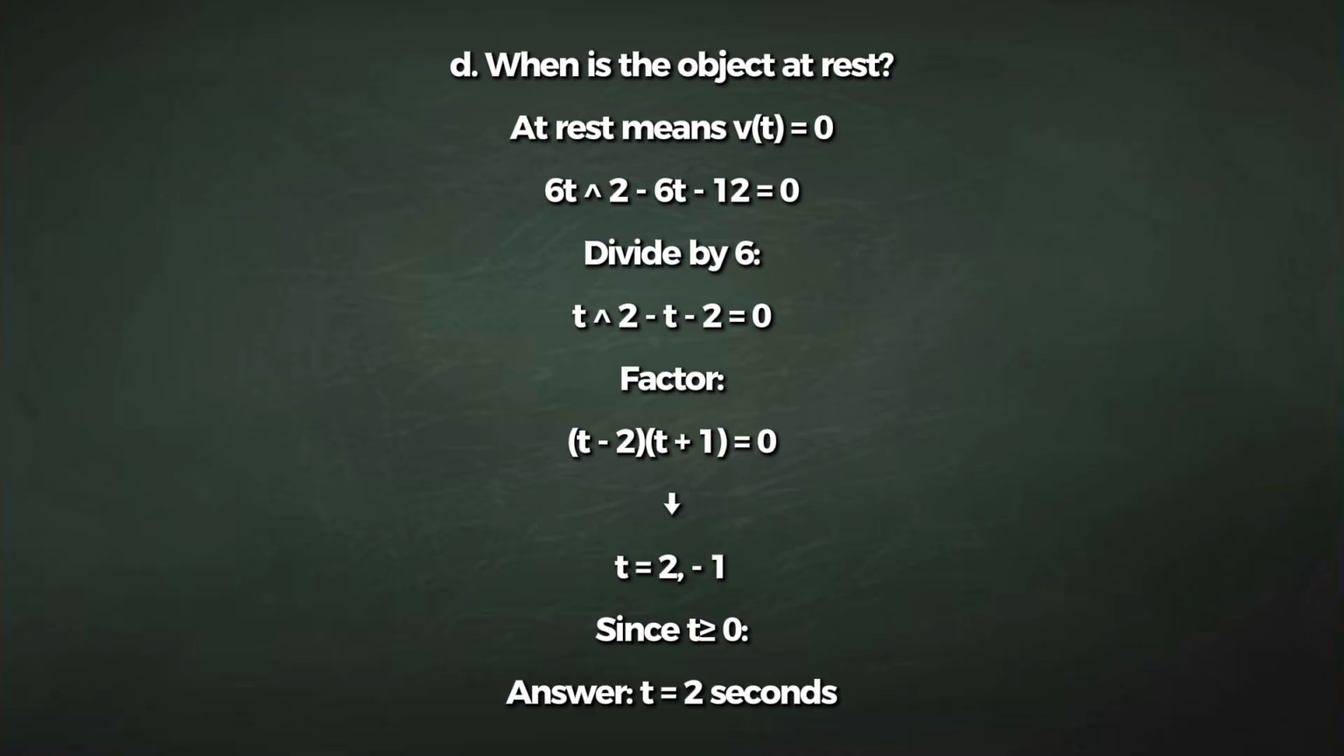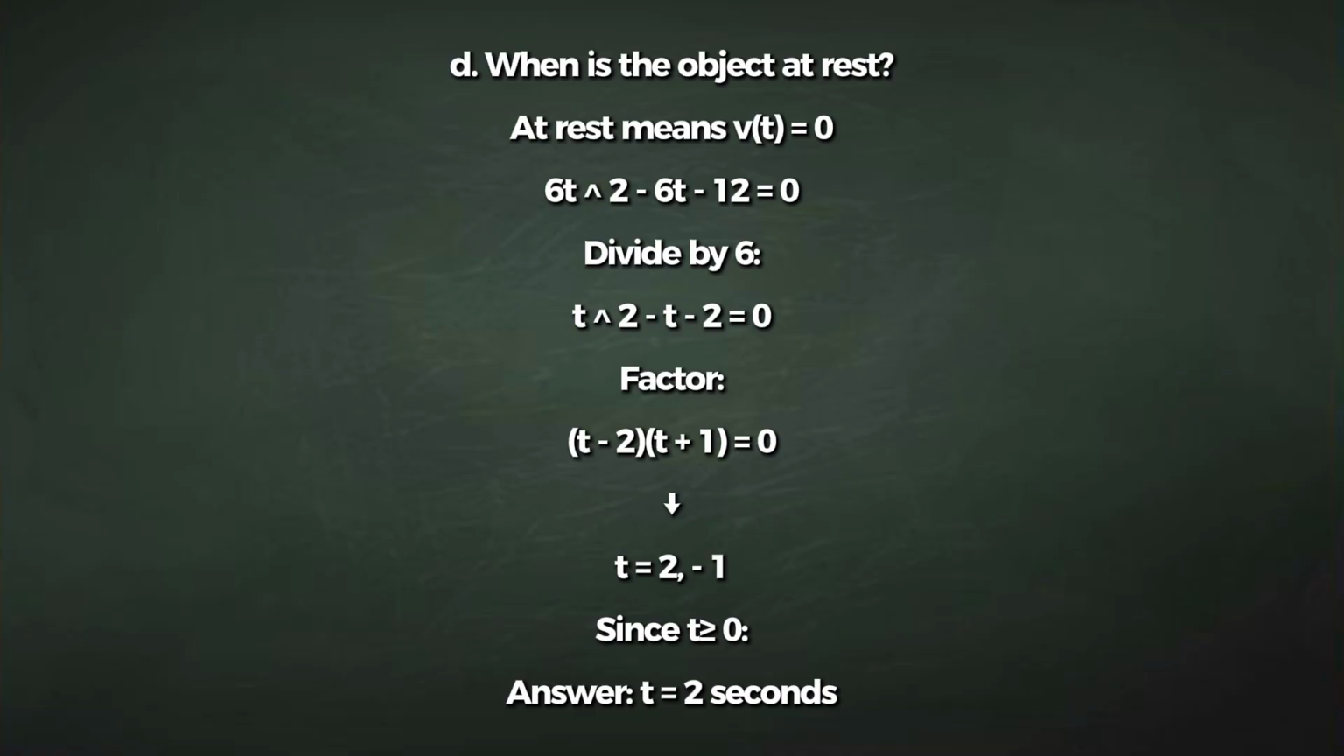As we can see, all of the terms are divisible by 6. So, divide everything by 6. We'll get t squared minus t minus 2. Next, we will factor the trinomial to get its roots. The factored form of this equation is t minus 2 and t plus 1. Get the roots by transposing these terms. t is equal to 2 and t is equal to negative 1.